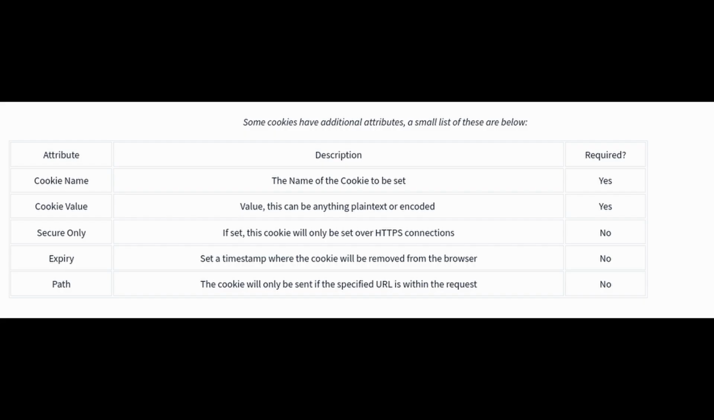You can generally take a look at this table. Some cookies have additional attributes. So it's kind of explaining the cookies and some important things related to them. You must remember one thing: secure only means HTTPS connection.